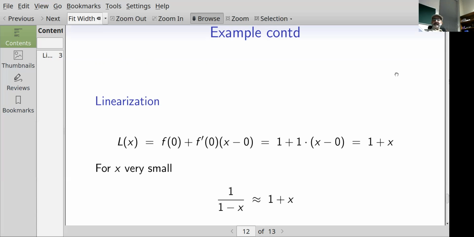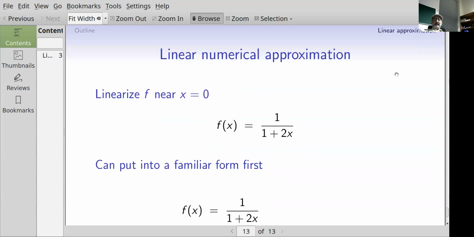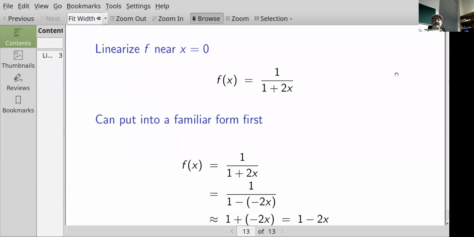Okay, final example. I have f of x equals 1 over 1 plus 2x. Near x is equal to 0, I want to find a linearization. Okay, so you can do it like we did before. Find the function at 0, find the derivative at 0, do the linearization. But we can also use previous results if we have them.